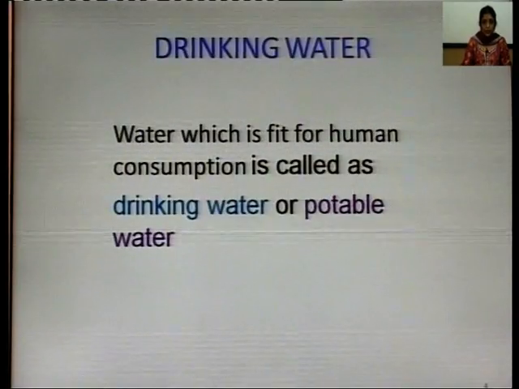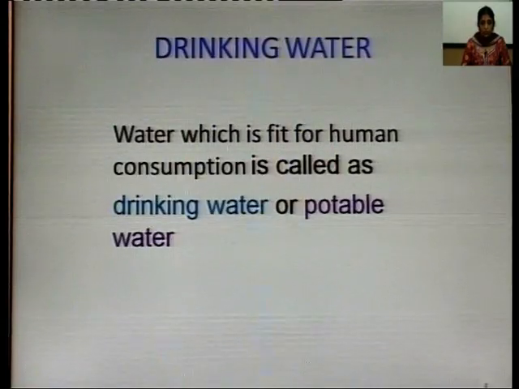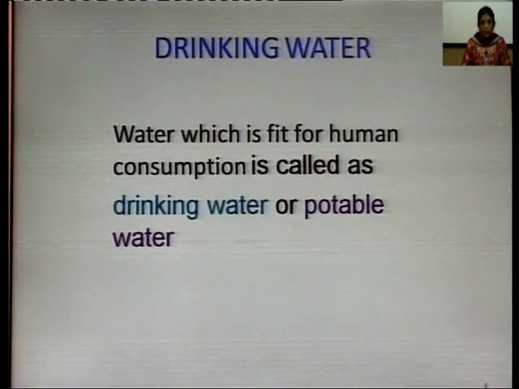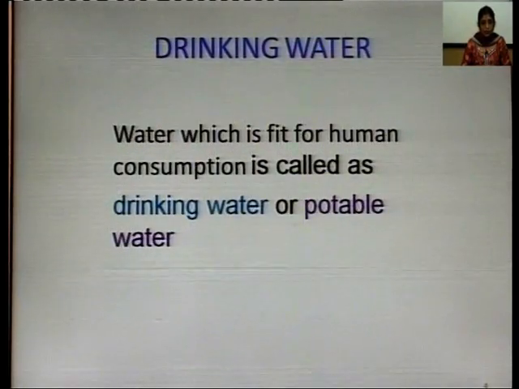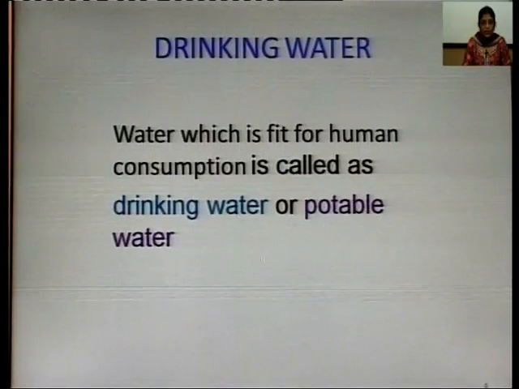Now, before studying drinking water, let us have a look at water. All of you know that water is essential for all forms of life. Of the total water available on Earth's surface, 97% is available as sea water or inland saline water. This water is not useful for drinking purposes. Only 2.7% water is fresh water, and of this 2.7%, only 0.3% is available for human use. So, the need is to use water economically and carefully.